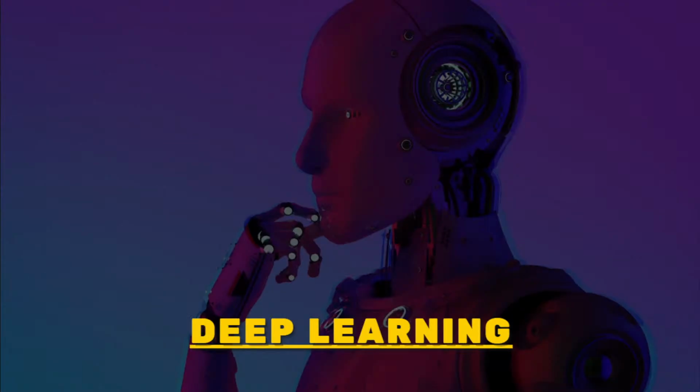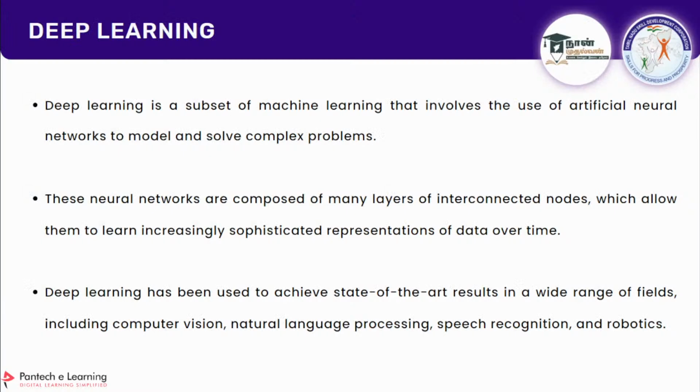Okay, so when we saw the introduction of machine learning, I told you deep learning is also a part of machine learning. In machine learning we are using algorithms, but in deep learning we are going to use something known as neural networks. Deep learning is a subset of machine learning that involves the use of artificial neural networks to model and solve complex problems. The output is the same, but we are going to use something new, which is known as artificial neural networks.